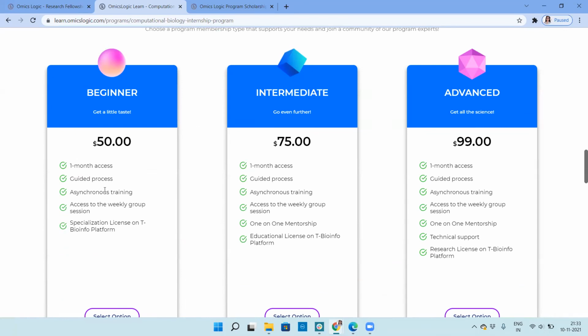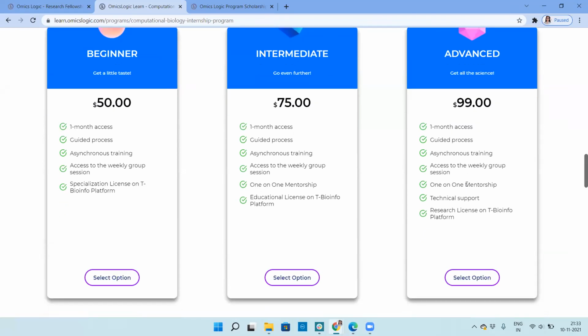Many times participants are not able to take up their doubts in a group session, maybe because they're not able to clarify their doubts clearly, or they do require a one-on-one meeting with the mentor. That could be taken up in the intermediate license. And for the advanced license, we also have technical support provided along with one-on-one mentorship.